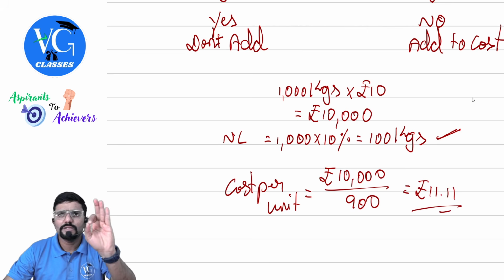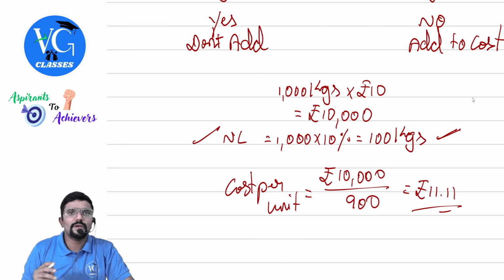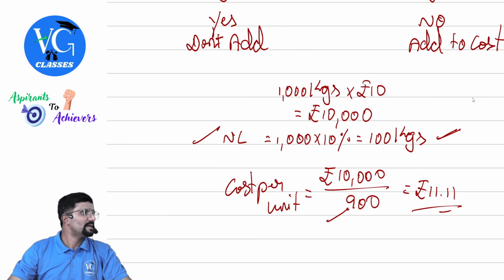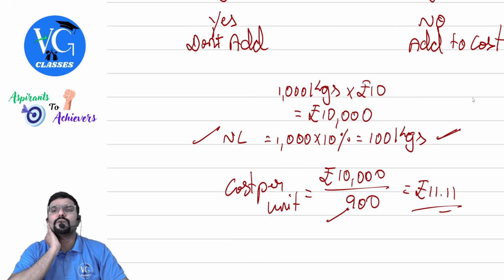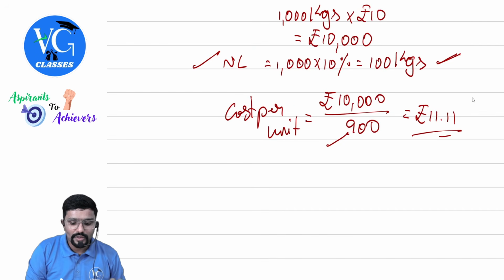11.11. Any doubt in this? Understood now? So, in simple terms, the cost of normal loss units will be absorbed by whom? Good units. That is, the remaining units. Now, assume, guys, out of this 900 also, another 50 is lost. So I am treating that as abnormal loss.